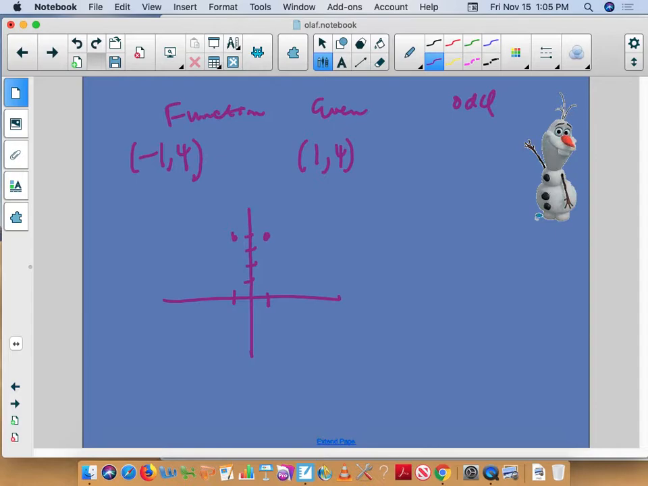Okay, odd is like this. I go this way, and they're not the same. I go opposites, and I don't get the same. I go opposites and I get opposites. Do y'all see what I mean there?